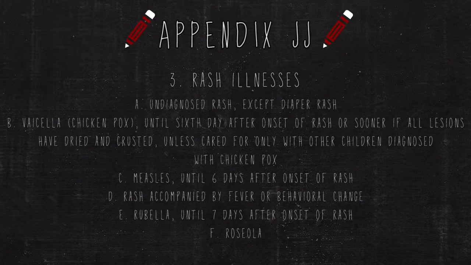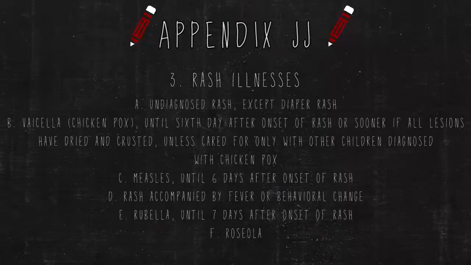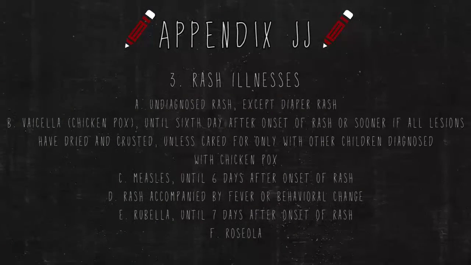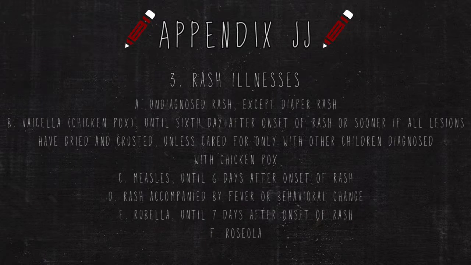3, rash illnesses. A, undiagnosed rash except diaper rash. B, varicella, chickenpox until 6th day after onset of rash or sooner if all lesions have dried and crusted, unless cared for only with other children diagnosed with chickenpox. C, measles until 6 days after onset of rash. D, a rash accompanied by fever or behavioral change. E, rubella until 7 days after onset of rash. F, roseola.